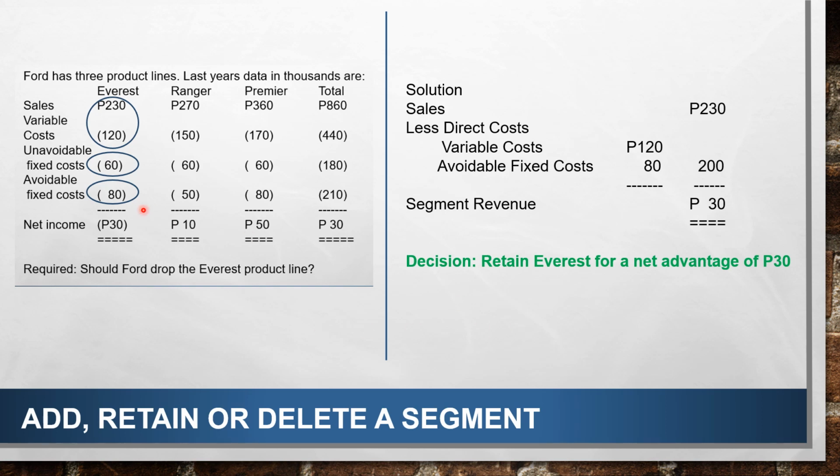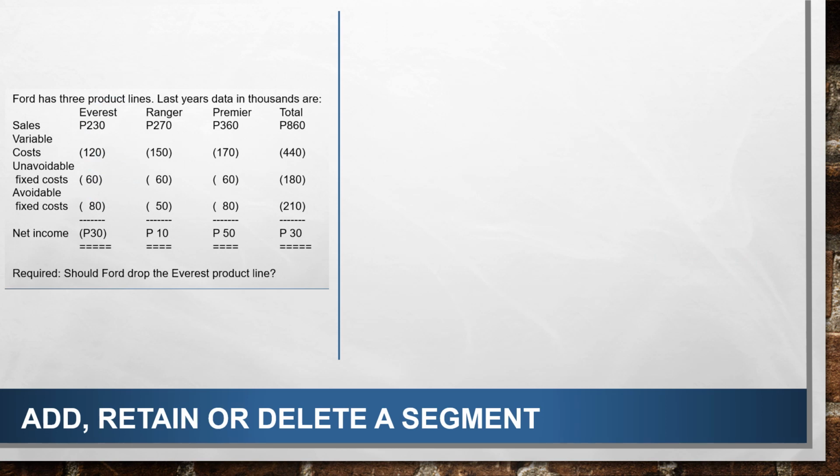So including the unavoidable common cost of 60 in the analysis would make the Everest segment appear to be unprofitable, right? Because it is negative. But in fact, the truth is, if we drop this product line Everest, the company's overall net operating income will decrease. So let's prove that using the total approach. Going back to Ford, let's show the analysis using a total approach.